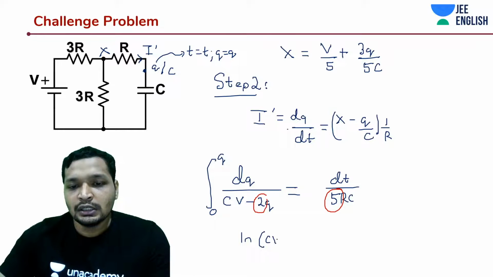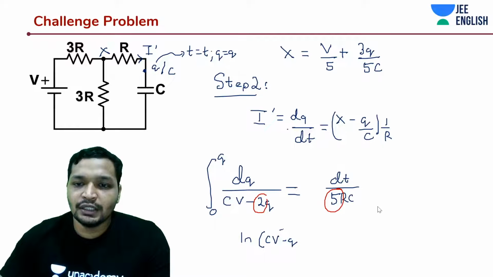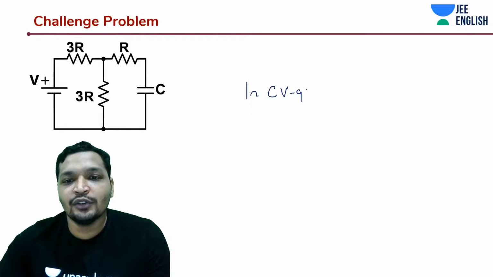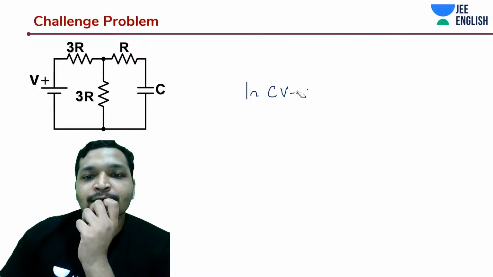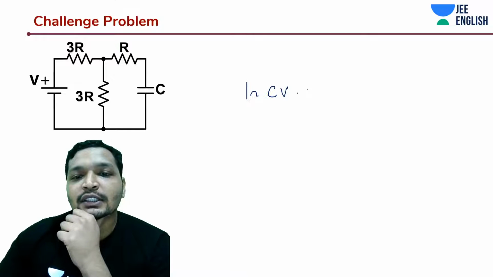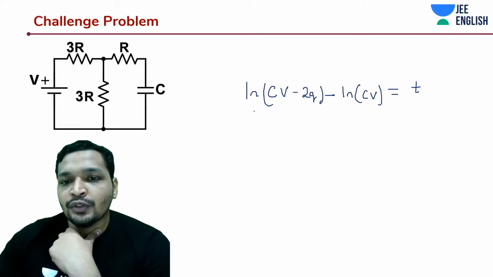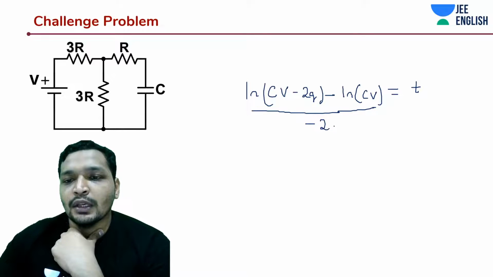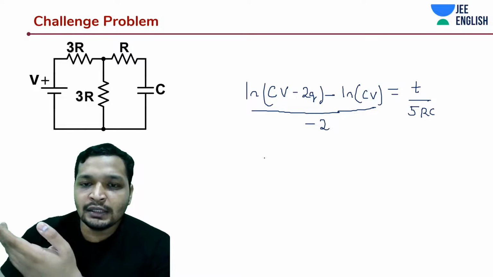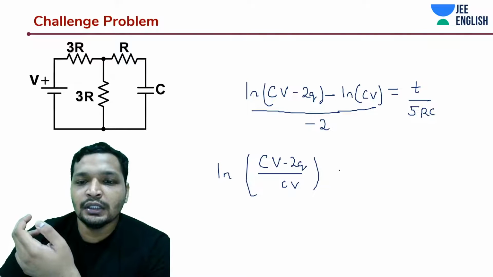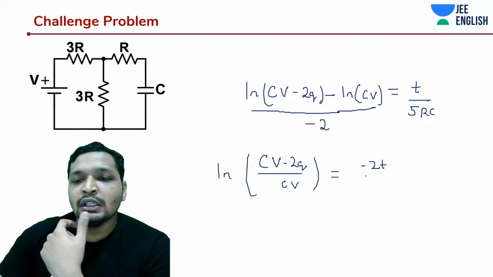This is going to be log of CV minus 2q divided by CV is what you would get. So we arrived till here, log CV minus 2q, you can once check out the equation. So it's going to be log CV minus 2q minus log CV, divided by minus 2, is equal to t by 5RC, right? And the log would be CV minus 2q divided by CV, which is going to be minus 2t by 5RC.